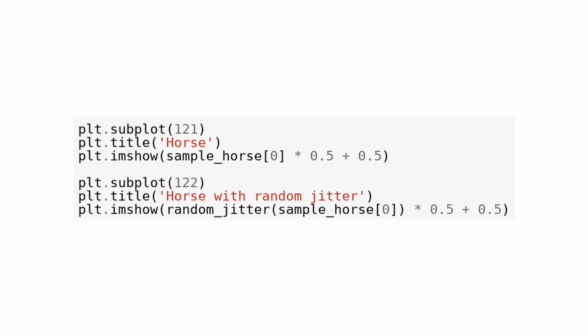Moving to the right, the second subplot shows the same horse image but with a layer of random jitter applied. This jitter introduces small random variations or distortions which can help in data augmentation or in visualizing how the model might handle slight perturbations. Again, the image is rescaled for proper visualization and is titled "horse with random jitter." This side-by-side comparison allows us to observe the effect of the jitter directly, providing insight into how data augmentation techniques might influence the training process or the model's robustness.